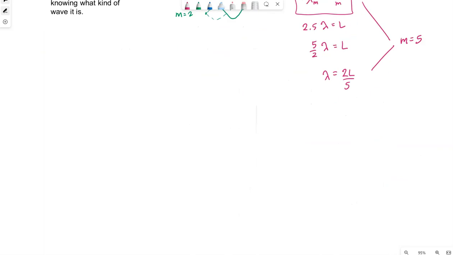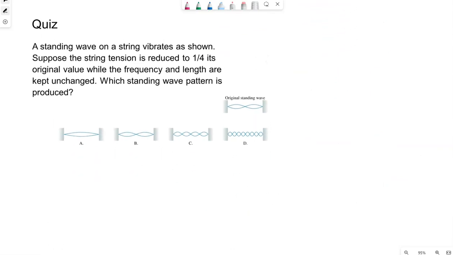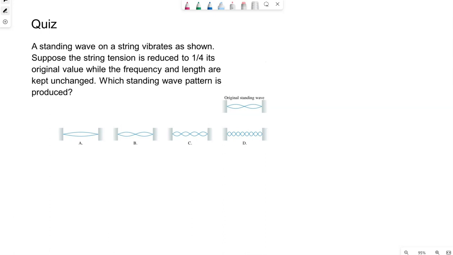All right, one more concept question. What do you think about this? Okay, the correct answer is C. Okay, so originally we have m equals 2 because we have this 2 antinodes. So this is the second harmonic.